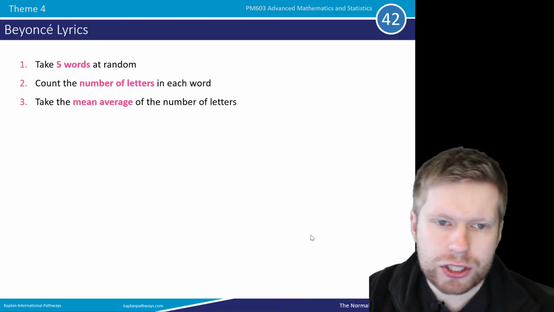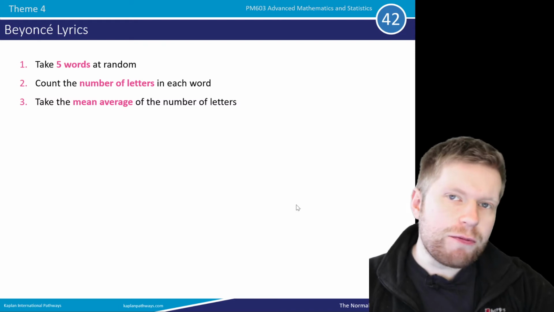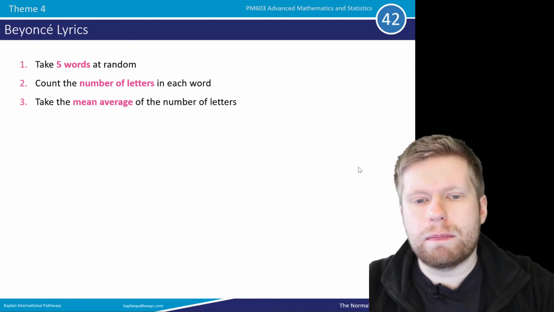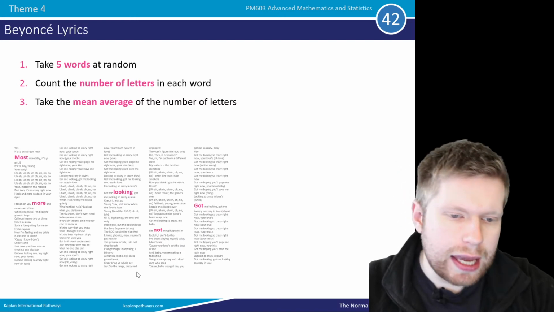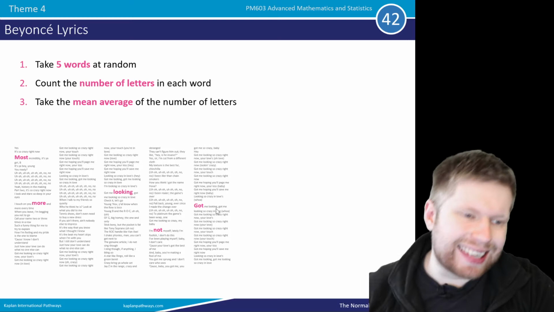What I'm literally going to do here is bring up the song. I'm going to take 5 words at random, count the number of letters in each word, and take the mean average of the number of letters. So here are my song lyrics, and I'm just going to go through and randomly select 5 words.